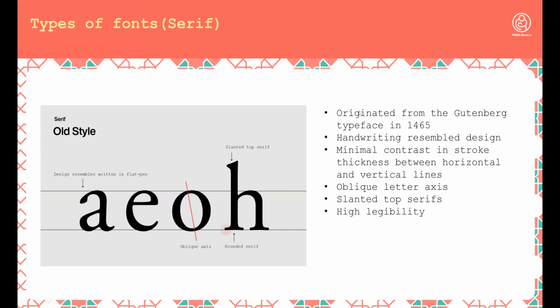First, let's explore the types of serif font styles. The first type is old style, originating from the 15th century Gutenberg typefaces. It looks similar to handwritten style with a minimal contrast between vertical and horizontal strokes. It also has an inclined axis, resembling handwritten text. This typeface is generally well readable to everyone.